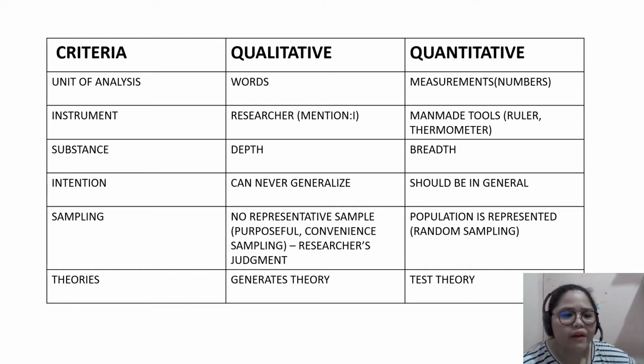And then the next one we have is intention. When we say qualitative, we can never generalize. So there is a limited number of participants that we can invite for a qualitative study. Let's say, for example, convenience sampling. That is something that is convenient to the researcher, and then a selected group of people. So that's qualitative. And when we say quantitative, it should be in general, so it's more on the population side.